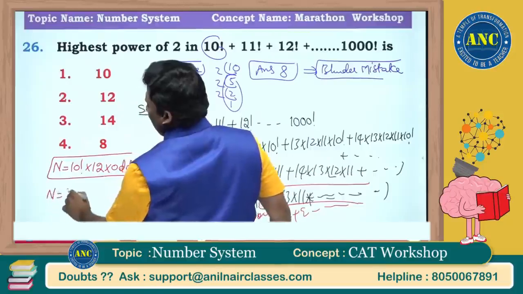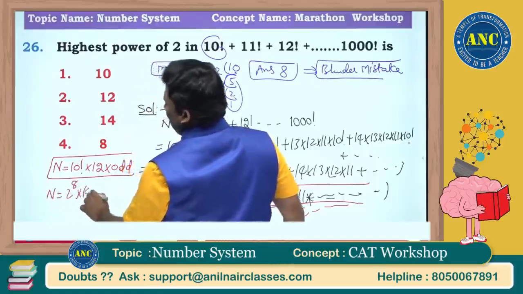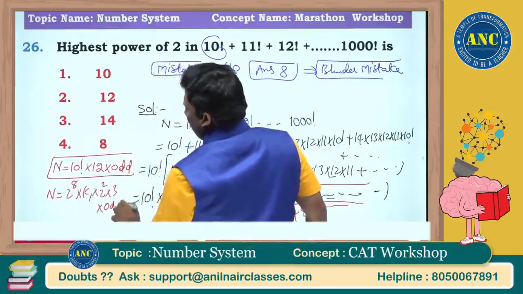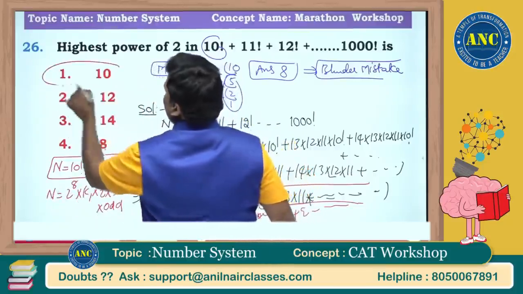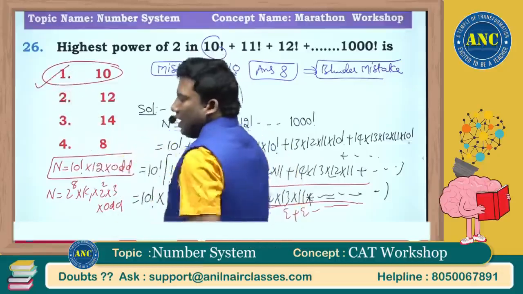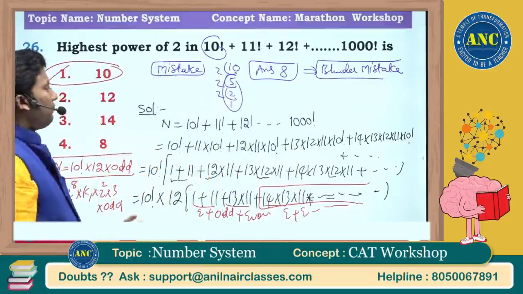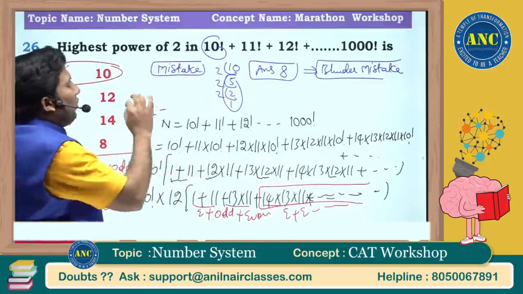10 factorial has power of 2 equal to 8, into some other prime bases. 12 is 2 square into 3, into odd. 8 plus 2, the answer for this question is 10. Very, very good question, which will make you understand.